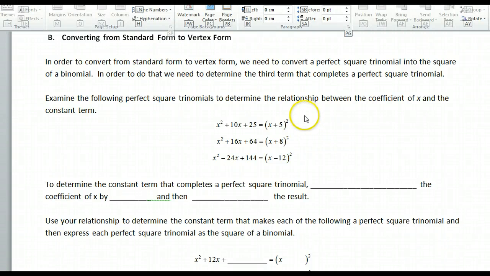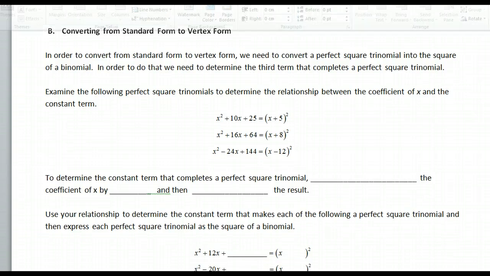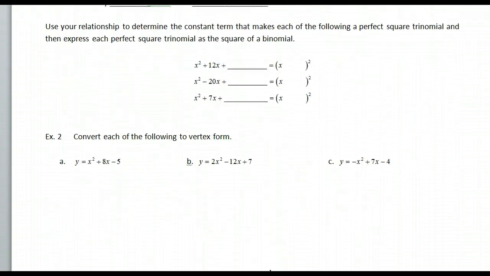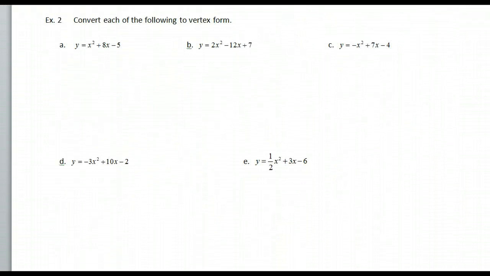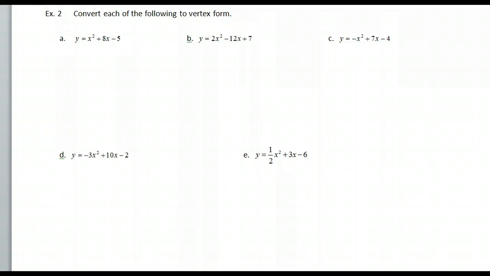This video is still converting from standard form to vertex form, and the first part, part A, is the same, as is the top part, part B. So this will pick up down at the bottom, just showing the examples of how to convert from standard form to vertex form. So let's start with the first one, y equals x squared plus 8x minus 5.